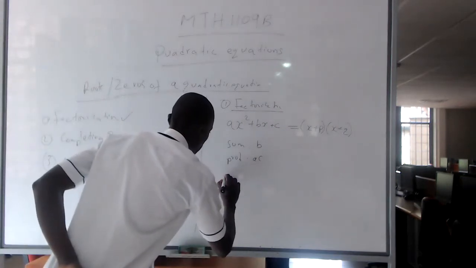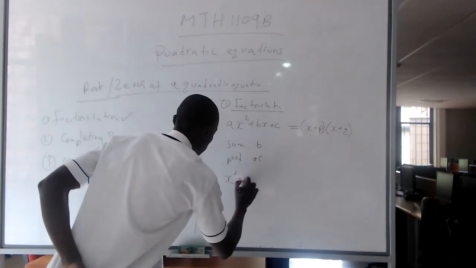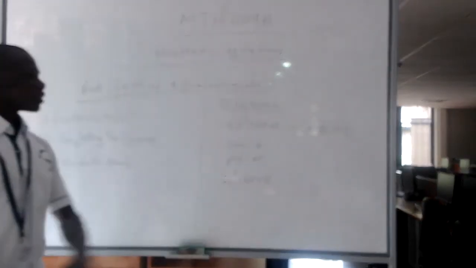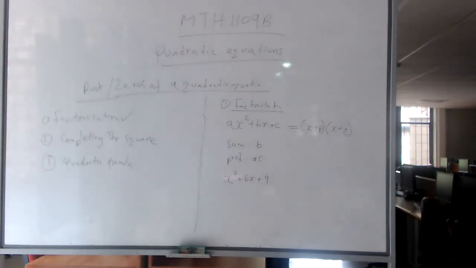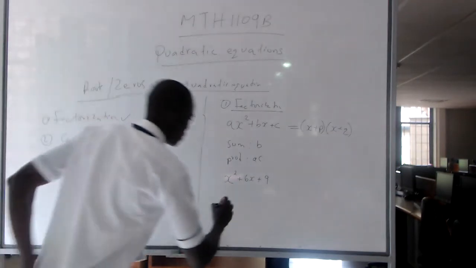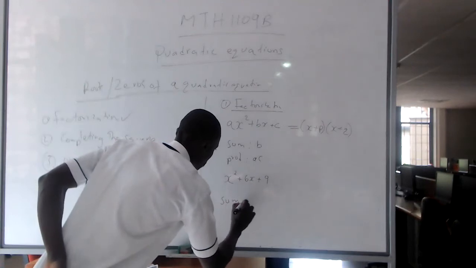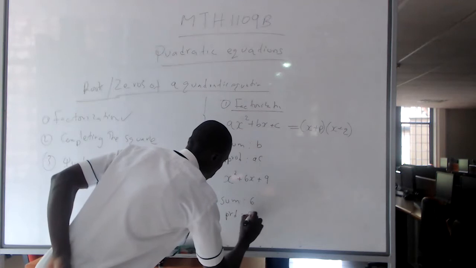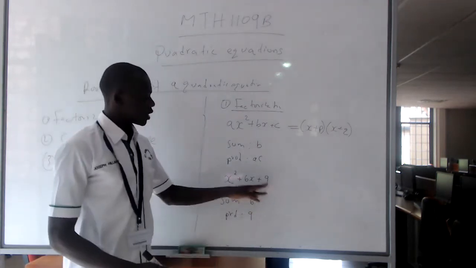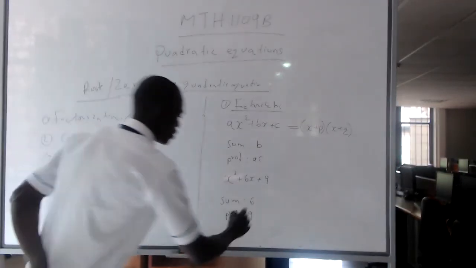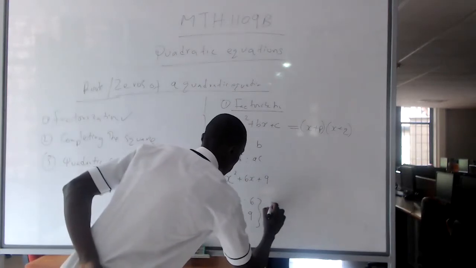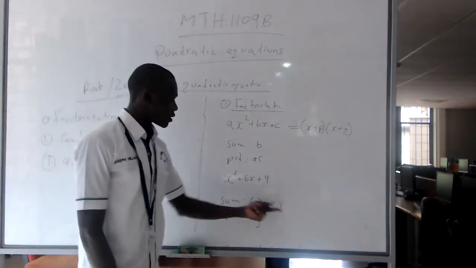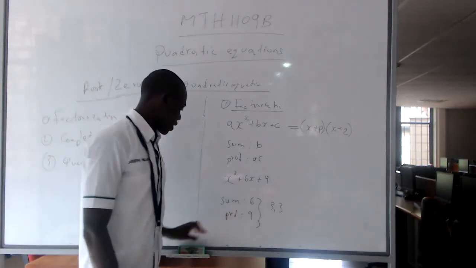So, example, let's say you have x squared plus 6x plus 9. Factorize this quadratic expression. In this case, b is 6, so I need to look for 2 numbers whose sum is 6, and the product must be 9, where 9 I obtained by taking 9 times 1. Well, 3 and 3 will satisfy this requirement. So 3 plus 3 is 6, and 3 times 3 is 9.